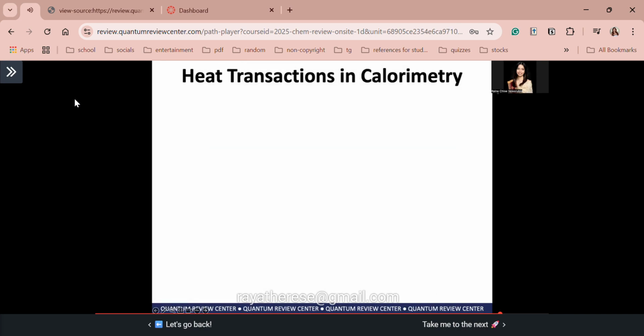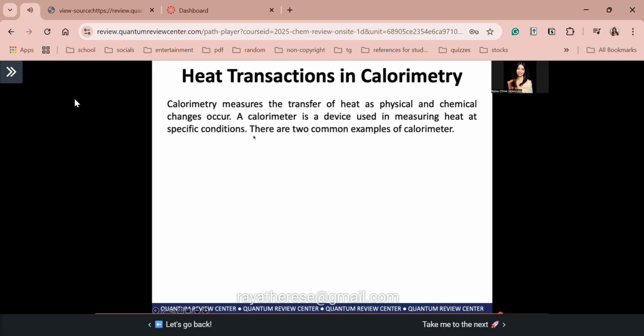Now, let's proceed to heat transactions in calorimetry. So, what is calorimetry? Calorimetry measures the transfer of heat as physical and chemical changes occur. The calorimeter is the device used in measuring heat at specific conditions. There are two common examples of calorimeter, namely the coffee cup calorimeter, which is a constant pressure calorimeter.